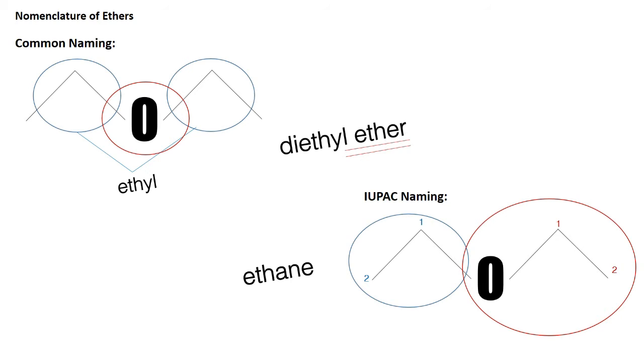Thus, it will have a suffix of oxy because of the presence of an oxygen atom. And since there are two carbons, this will be named as ethoxy. And since the alkoxy group is attached to the first carbon, this molecule will be named as 1-ethoxyethane.